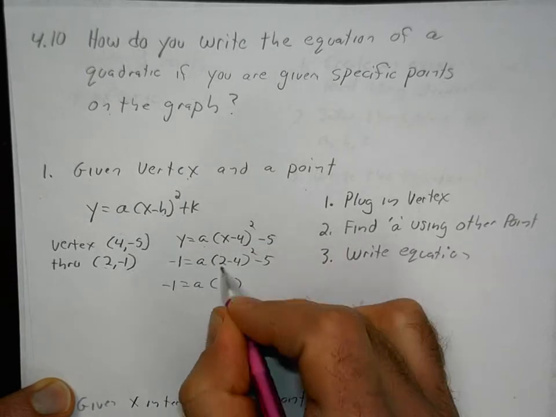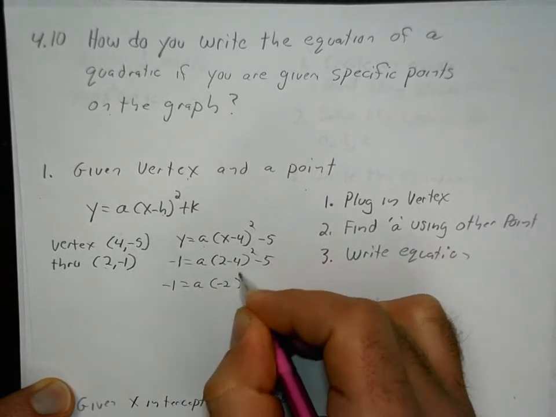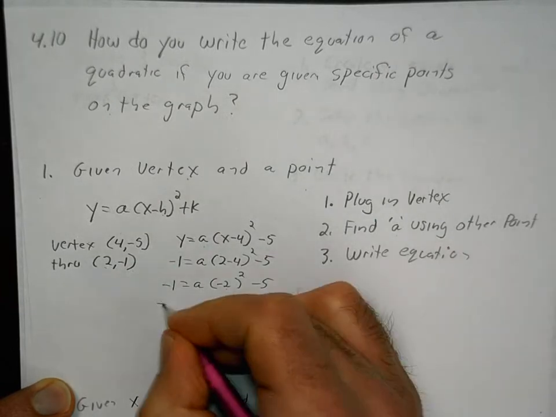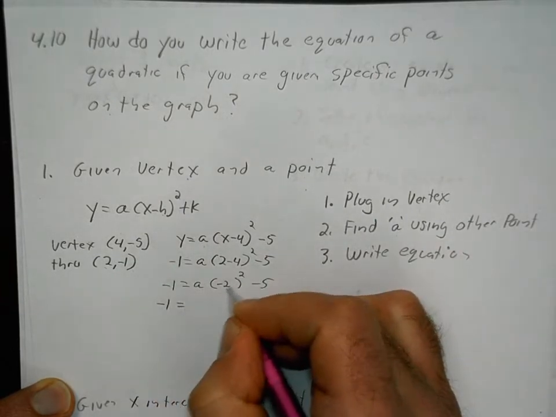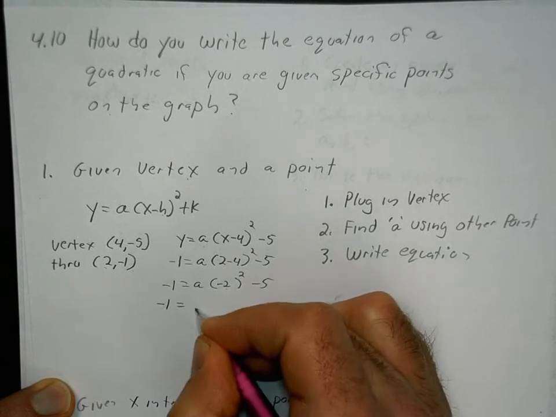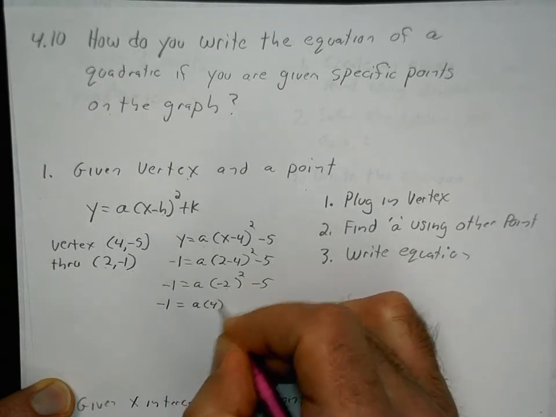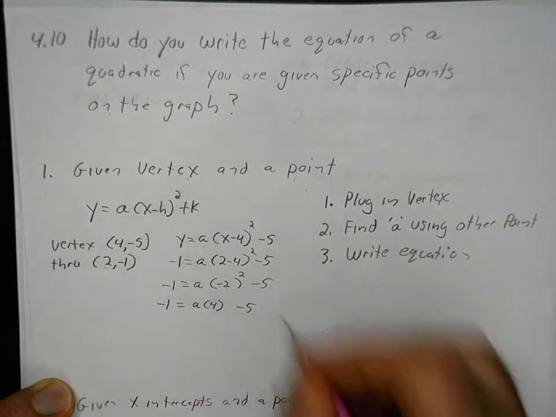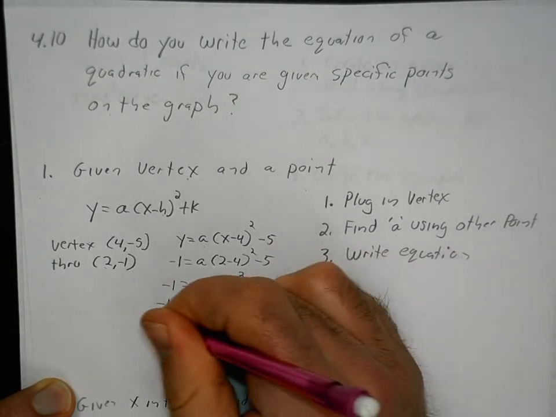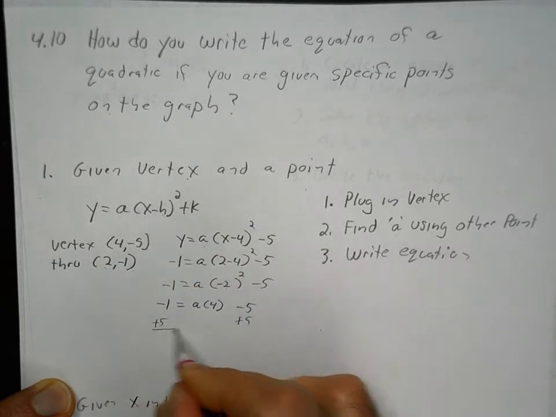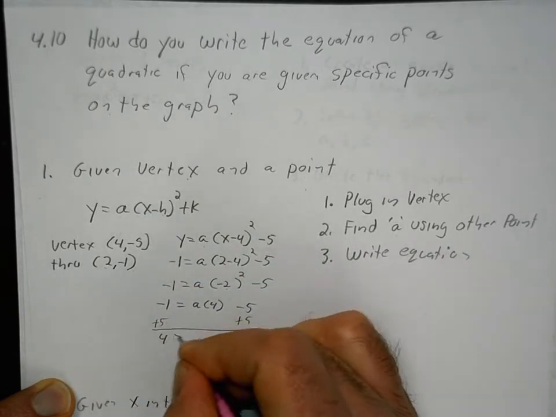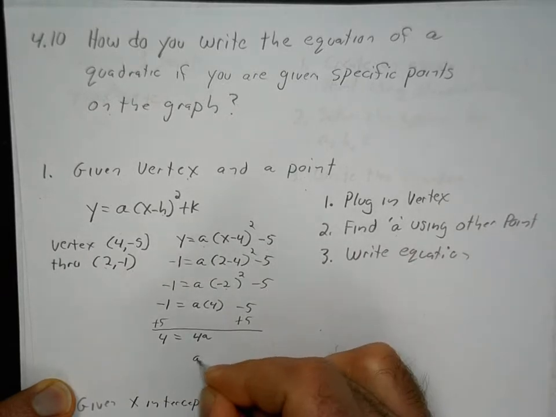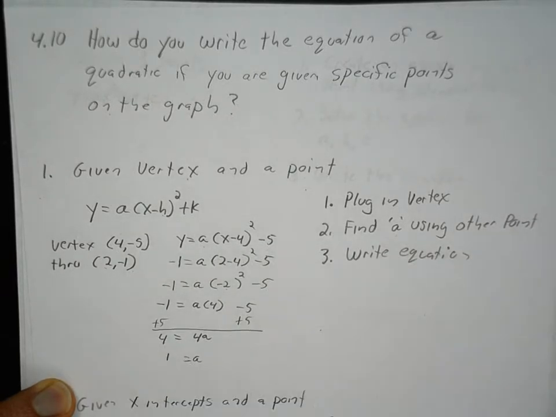Now parentheses first, so we have to subtract first. I get -2 squared. When I square -2, I get 4. So this is 4, and this is multiplication here, so it's a times 4 minus 5. So we have to add 5 to both sides before we solve for a here. So that's going to be 4 equals 4a, divided by 4, and I get a equals 1.